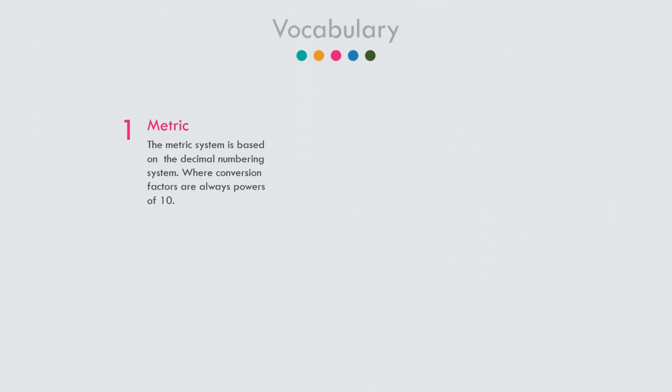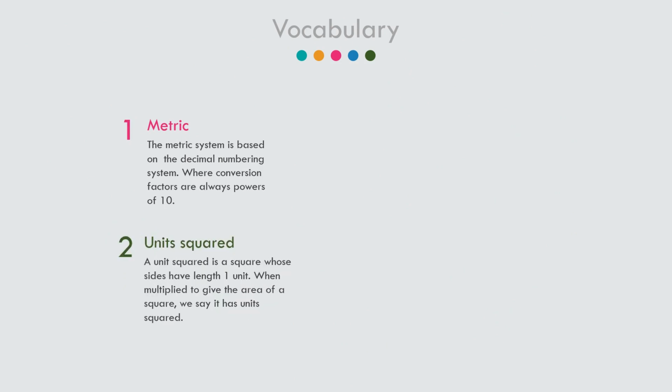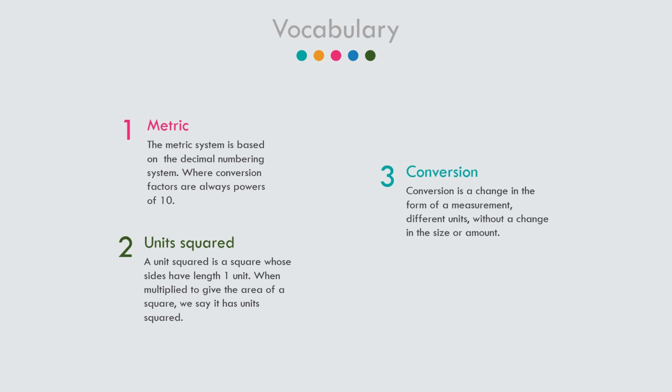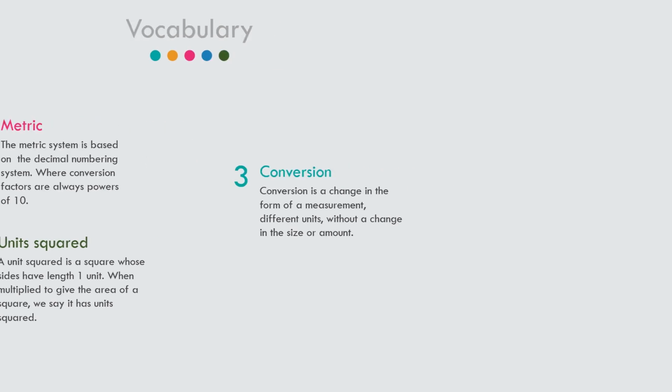We are going to be using the metric system when converting units. The metric system is based on the decimal numbering system, where conversion factors are always powers of 10. Unit squared. A unit squared is a square whose sides have a length of 1 unit. When multiplied to give the area of a square, we say that it has units squared. Conversion. Conversion is a change in the form of a measurement, different units, without a change to the size or the amount.